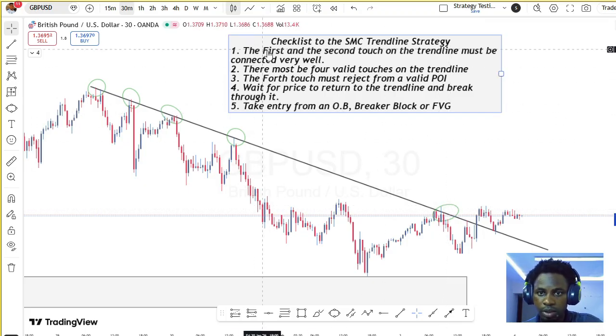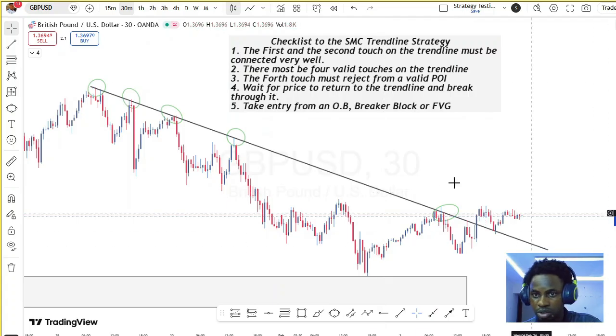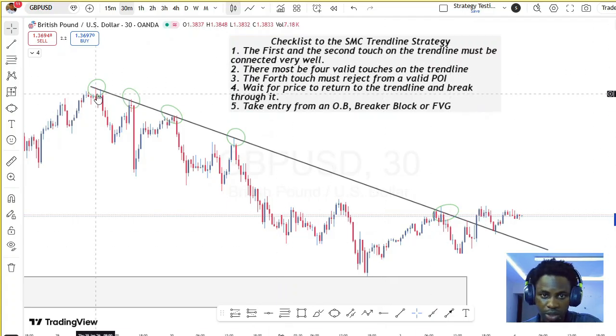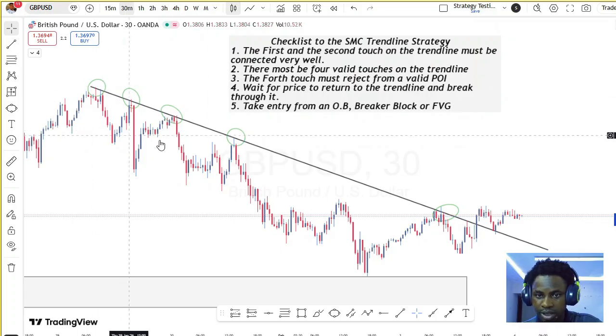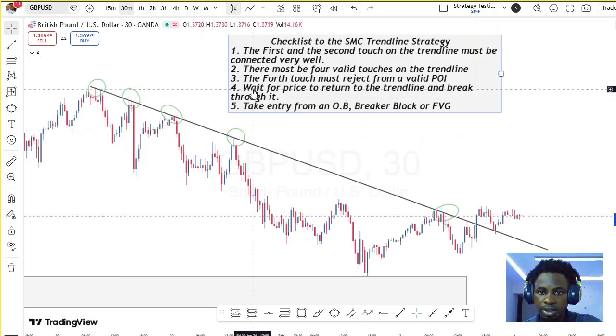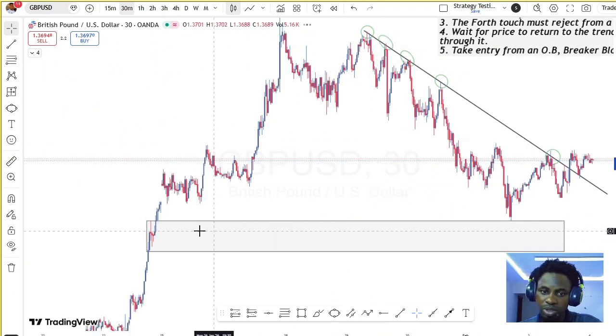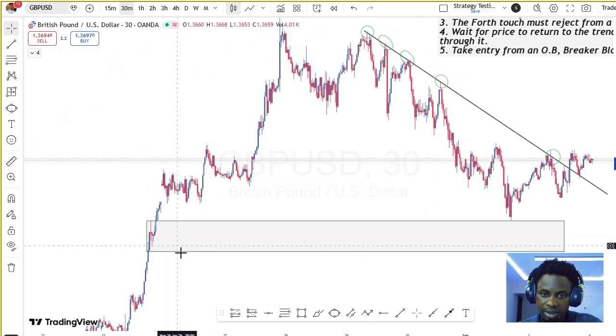So we have done the first checkpoint, connecting the first one and second one together. Fine. The second one is there must be four valid touches on the trend line, which we have here already, very valid. So that is done. Then the third point here is the fourth touch must reject from a valid PO high. So if you actually want to take a buy, you should have considered taking a buy from here.